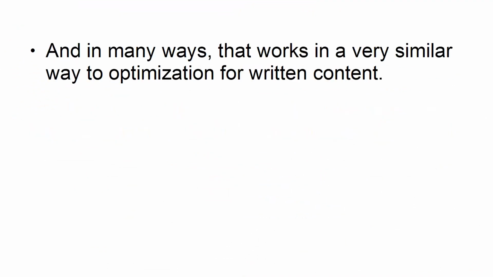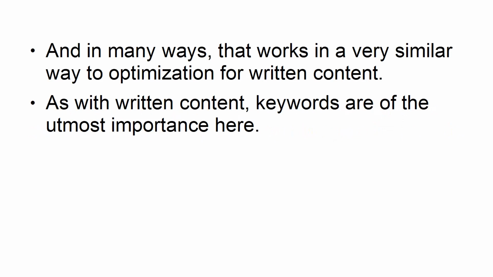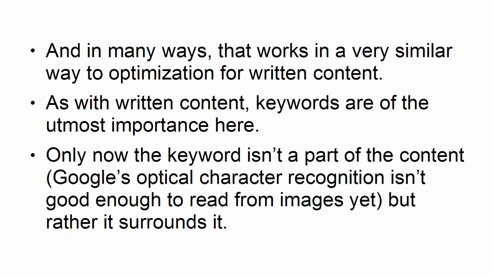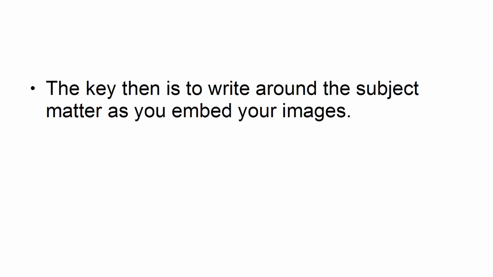And in many ways, that works in a very similar way to optimization for written content. As with written content, keywords are of the utmost importance here. Only now, the keyword isn't a part of the content. Google's optical character recognition isn't good enough to read from images yet, but rather it surrounds it. The key then is to write around the subject matter as you embed your images.